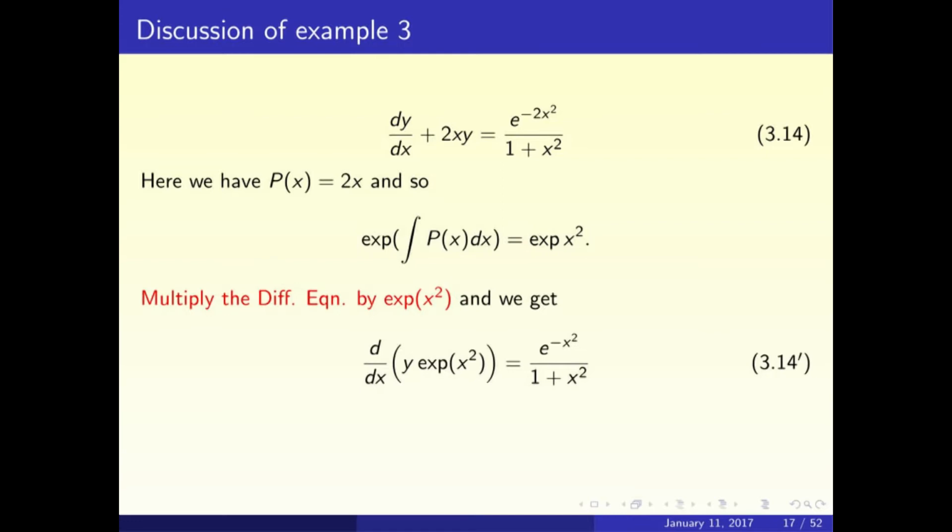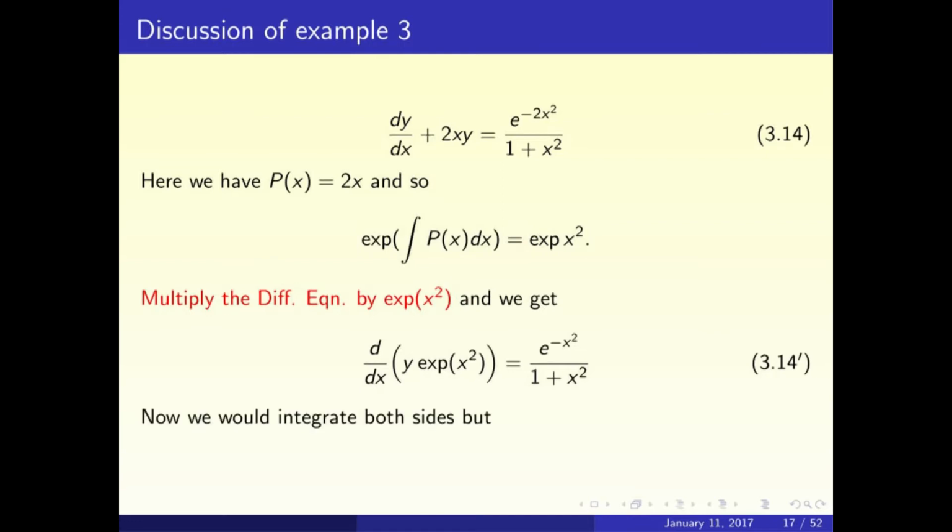We are going to get equation 3.14 prime. The left hand side, as always, will become an exact derivative. The left hand side of 3.14 after multiplication by e to the power x squared will become d dx of y e to the power x squared. What happens to the right hand side? The right hand side, of course, becomes e to the power minus x squared upon 1 plus x squared. What's the next step? The next step would be to integrate 3.14 prime.